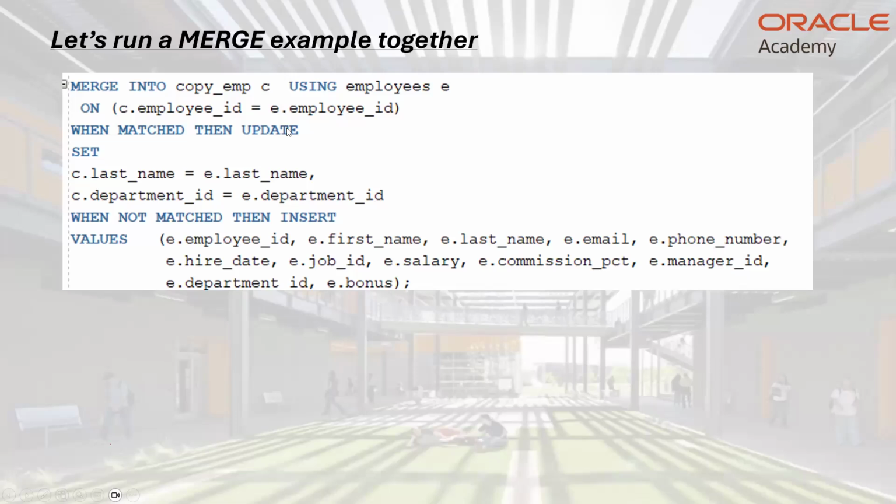To read through and interpret this, we're going to use the whole employees table and merge it into the copy employees table. If everything matches, it's just going to update the last name and the department ID. If it doesn't match, it's just going to copy everything. We're just going to do an insert.